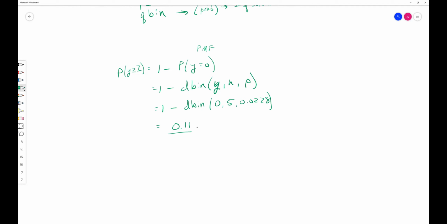So here, for the binomial distribution, we just plug in y, so the number of successes we want to calculate, the number of trials, and then the underlying probability of an individual success for an individual trial.